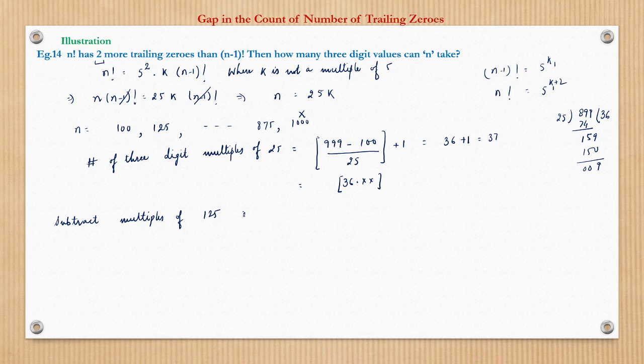So how many multiples would be there? 125, 250, 375, 500, 625, 750, 875. Next would be 1000, but this we need not take. So how many values are there? 1, 2, 3, 4, 5, 6, 7 values are there. So 7 values. Here 37 values and here 7 values.